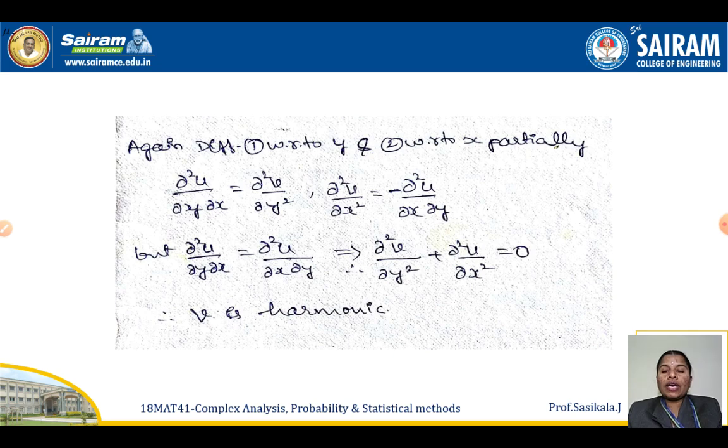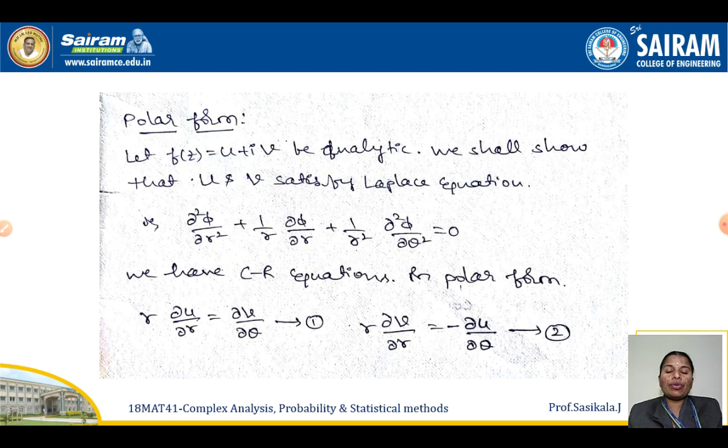Therefore, v is harmonic. So as per the definition, we have proved it. u and v are harmonic. Therefore, the Cartesian form is satisfied. f of z is a harmonic function, right?